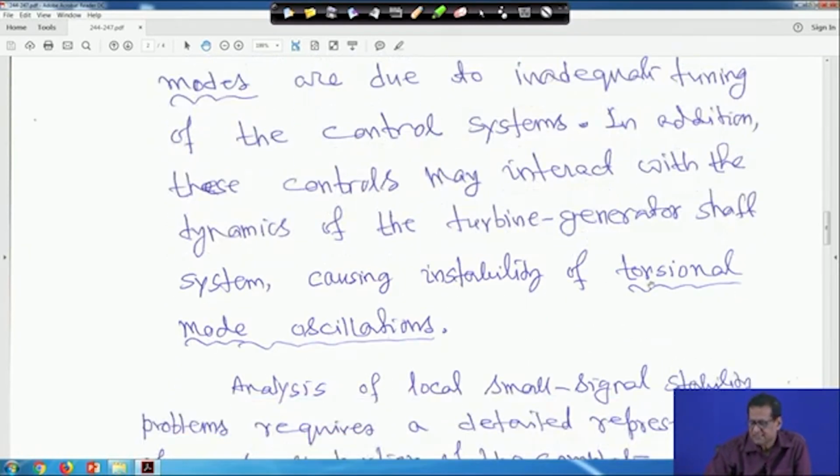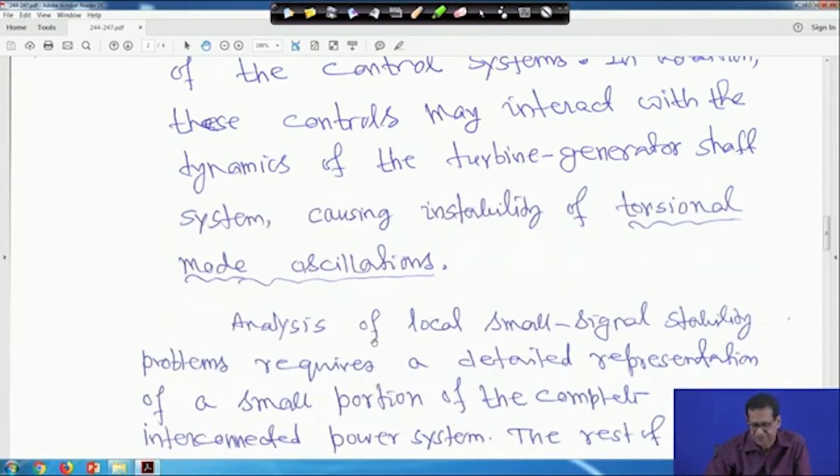mode oscillations. This torsional mode oscillation, I thought I would cover a little bit, but later I decided I should skip it. By chance, if I get some time at the end, we will see that. It will take a few equations and how it is done. So, this is actually instability of torsional mode oscillations.